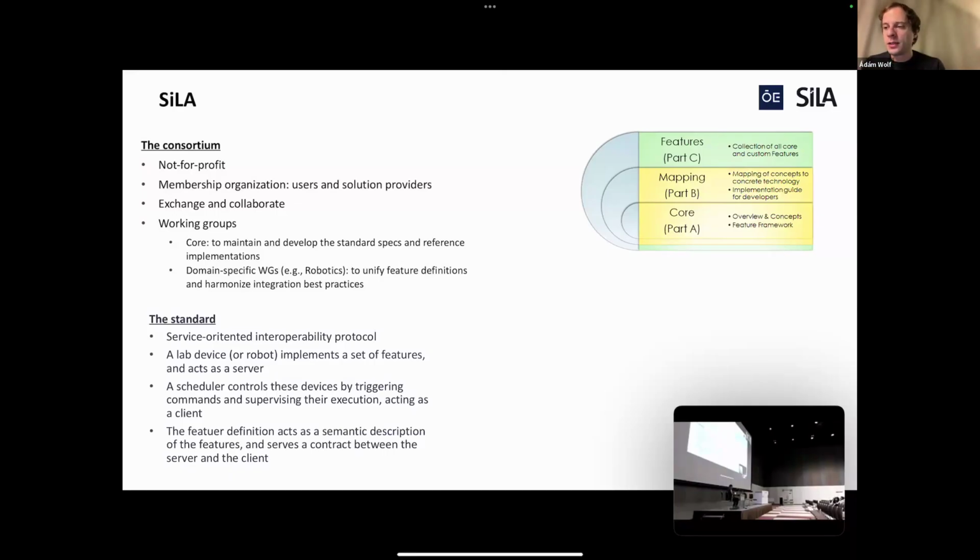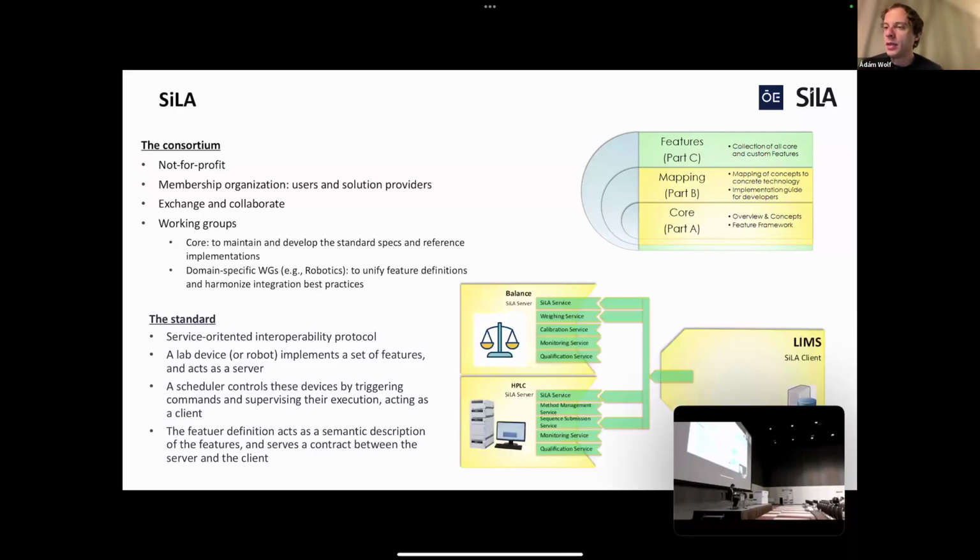Now, these active assets, the devices and the robots in the SILA ecosystem, are called servers. They provide a set of features that contain commands with appropriate parameters. And a feature definition is essentially the contract between the server and the client. Now, a client can be basically anything: another device, an overarching control layer, the scheduler, the orchestrator, or the LIMS directly. And via the feature definition, it can interface with the servers, with the devices, in a plug-and-play fashion.